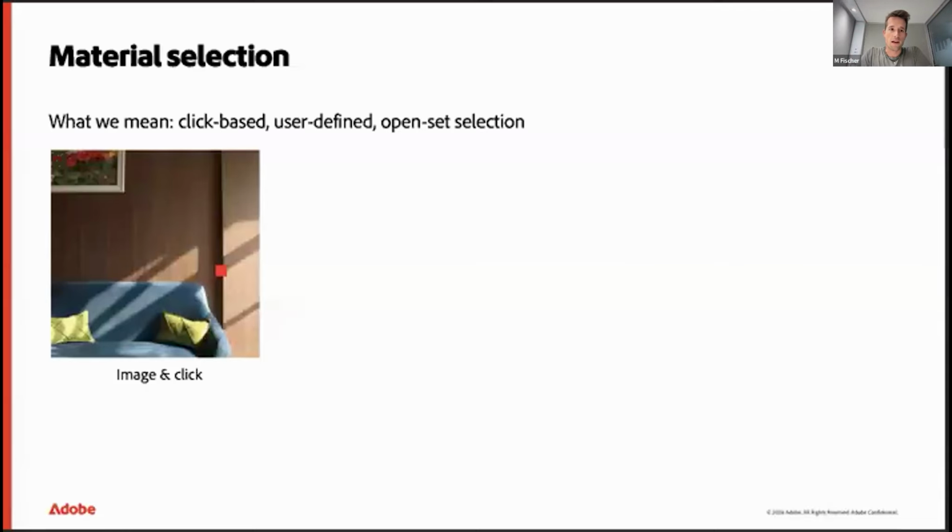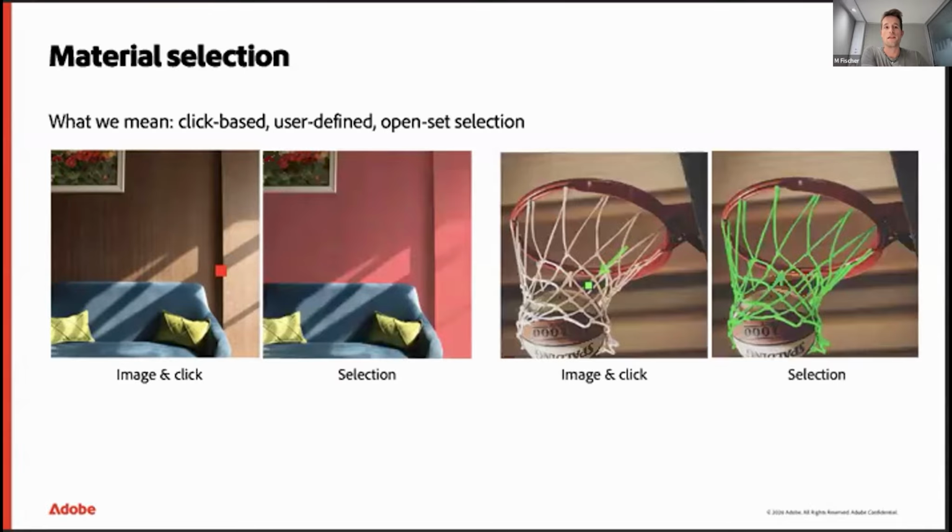A little bit of housekeeping or disclaimers. When I say material selection, what do I mean by that? Usually in our context, this means click-based, user-defined, and open set selection. So you're usually given an input image and a user-provided click. And from this click, you want to infer a mask of that image that covers all the pixels that have the same material. So here, the selection mask is red. You see all the wooden wall is in red.